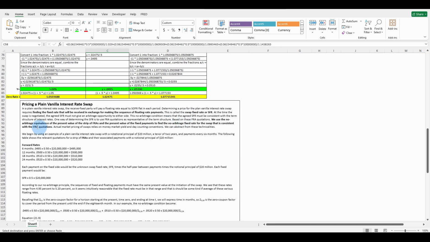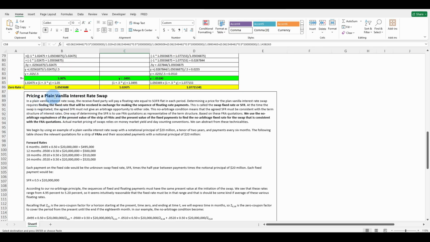With that being said, pricing a plain vanilla interest rate swap, we're going to continue on the subject. In a plain vanilla interest rate swap, the receive-fixed party will pay a floating rate equal to SOFR flat in each period. Determining a price for the plain vanilla interest rate swap requires finding the fixed rate that will be received in exchange for making the sequence of floating rate payments. This is called the swap fixed rate, or the SFR.